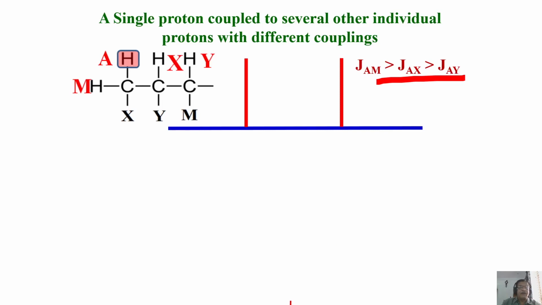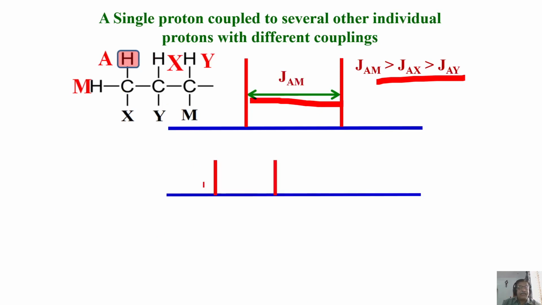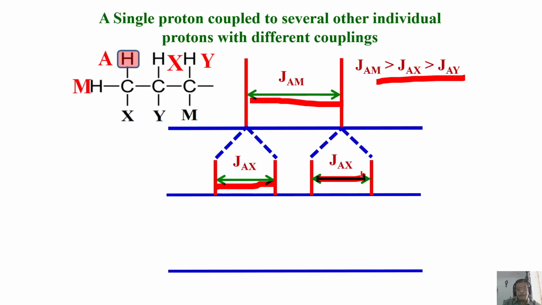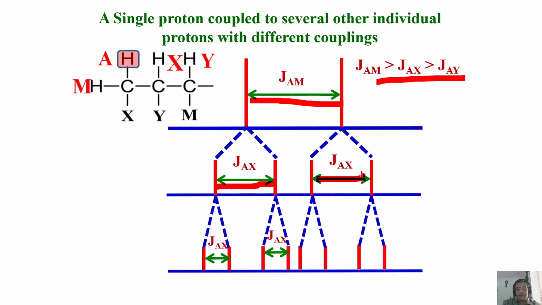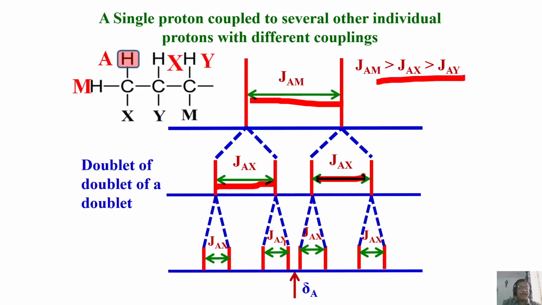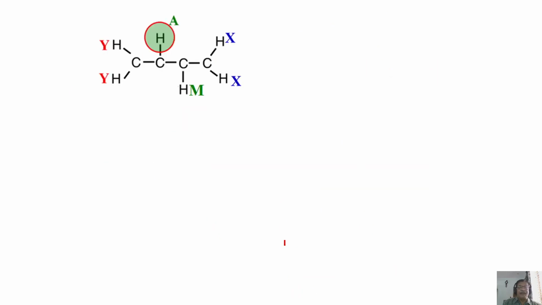Now look at the spectrum. First, A will become a doublet because of AM, and then each line of this becomes a doublet because of AX, and now we get a doublet of doublets of doublets of equal intensity because of AY coupling. This we observed; we discussed it a couple of classes before. So now you call this pattern a DDD, doublet of doublet of doublets.